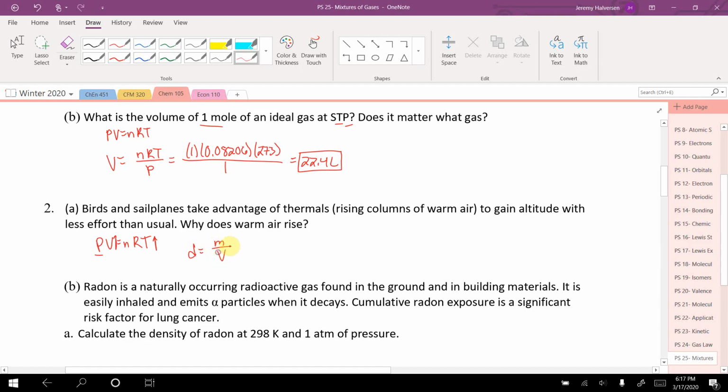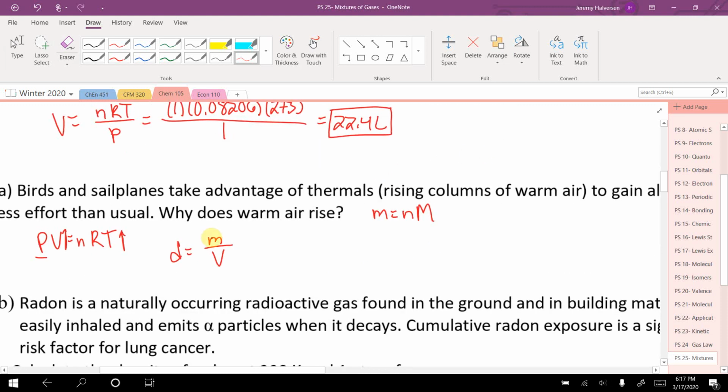Density equals mass over volume. Well, I know that mass is equal to the number of moles times the molecular weight. So we're going to use big M as molecular weight, right? Because moles times grams per mole gives me grams. So that's mass: moles times molecular weight. So I'm just going to replace that here. This grams, I'm going to replace with moles times molecular weight.